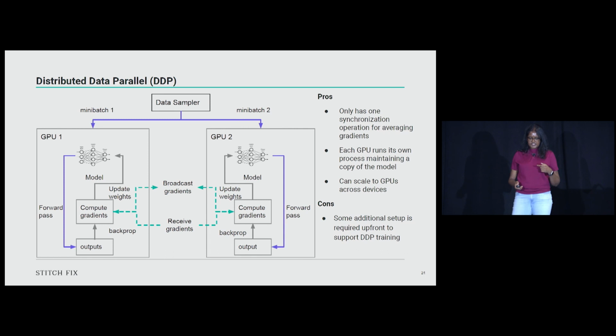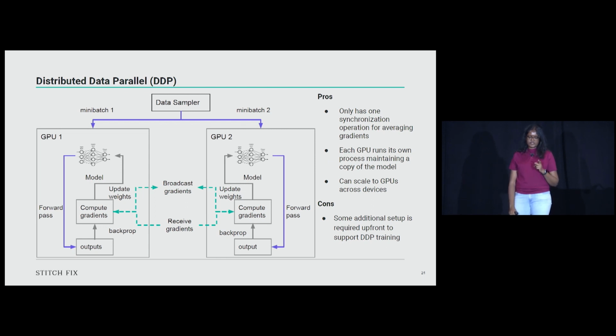The benefit of this architecture is that we only have one synchronization operation. There's no model copy, so it's super fast. There's a separate process that does the synchronization outside of the main training job. And each GPU can run its own process, can maintain its own memory, can maintain its own copy of the model, and it's very easy to scale across GPUs across multiple environments.